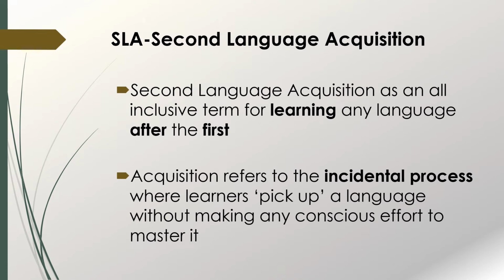SLA, or second language acquisition, is an all-inclusive term for learning any language after the first. That is very interesting, because whenever we refer to second, does that mean the language we learn after our mother tongue or after our first language? Now the question also arises, what do we mean by first language or native language? Are they the same? No, that might not be. Your native language could be different to your first language. Maybe it is different.